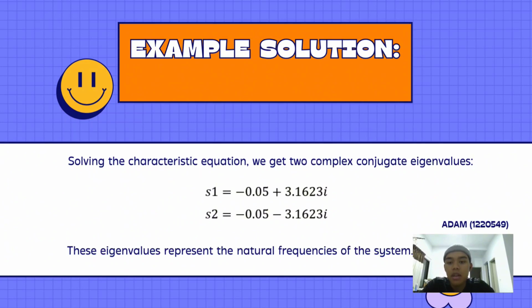The next one is the damping ratio, where the real part, negative 0.05, is related to the damping ratio of the system. A small negative real part indicates underdamping. The damping ratio can be calculated as the ratio of the real part to the magnitude of the imaginary part. In this case, it is about 0.016, which suggests low damping. So the complex conjugate eigenvalues s1 and s2 provide a comprehensive understanding of the dynamic behavior of the structural system, including the natural frequencies, damping characteristics, and mode shapes.